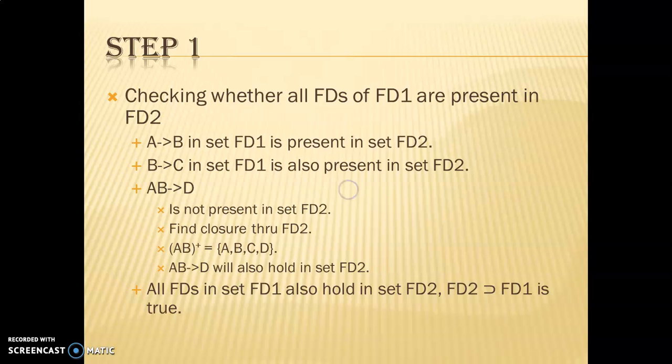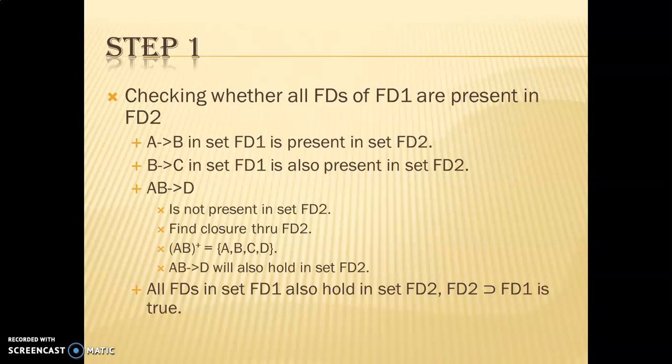In the first step, we need to check whether FD2 is a superset of FD1. For this, we have to check whether we have any common functional dependencies in both the sets. Yes, of course we have A determines B and B determines C. These two exist in both sets. But in FD1 we have AB determines D. This particular dependency does not exist in FD2.